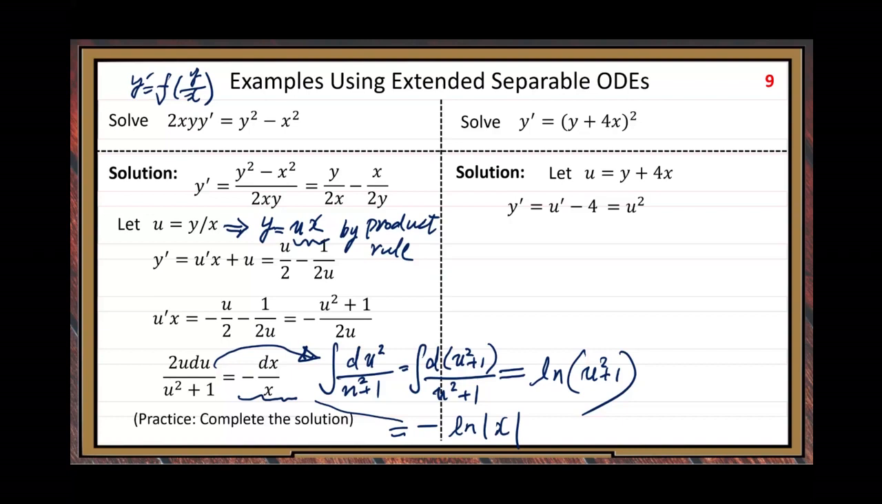That's separable. Okay? All right. This time, after the form change, we get this one. Then we can just do the integral. We can find the solution. Do you know how to do the integral here?